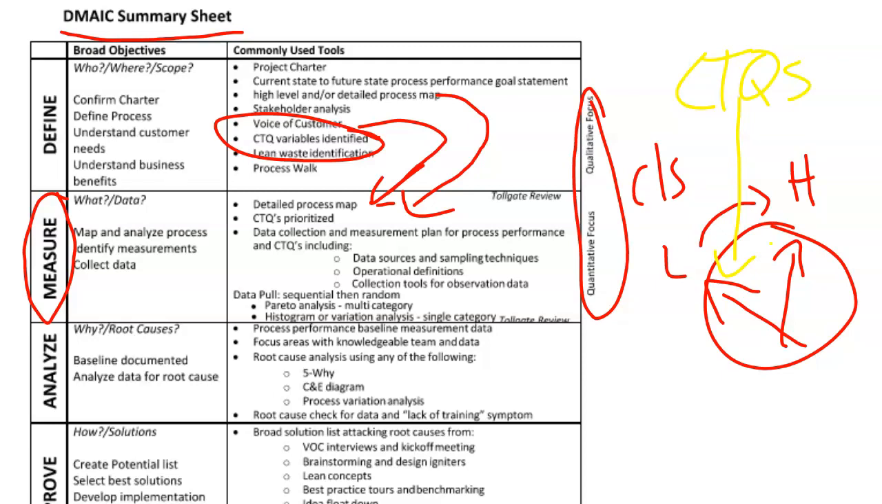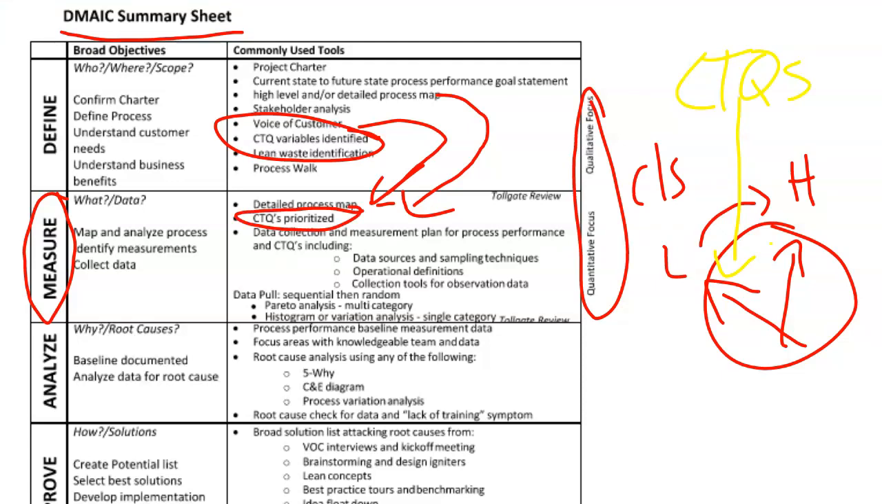In the define phase, we create a big list of possible CTQs, but in the measure phase, that's when we're going to go out and make decisions on which ones to actually spend our time and resources on measuring. So we'll prioritize that list and then prepare the team in advance before we go out and collect that data.